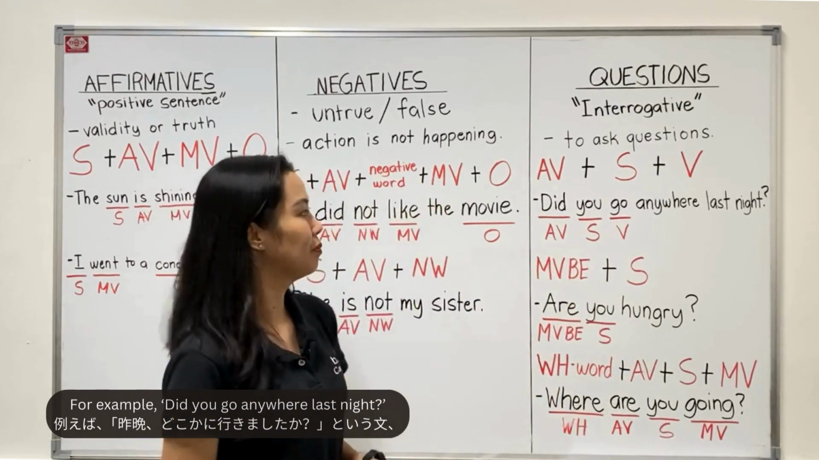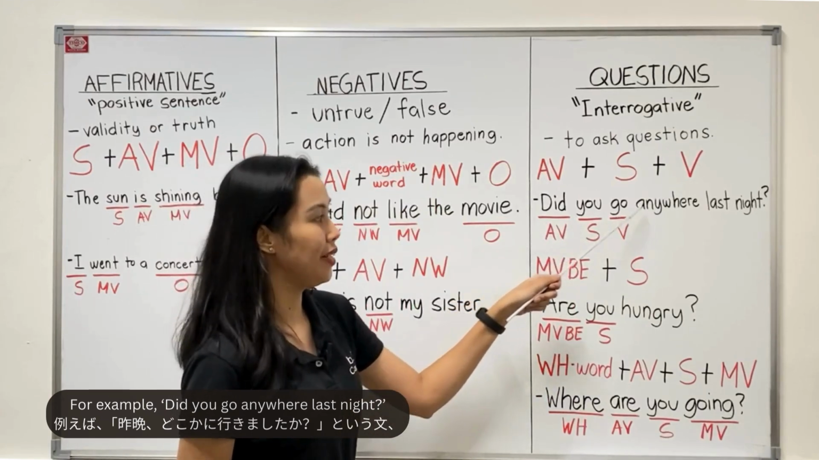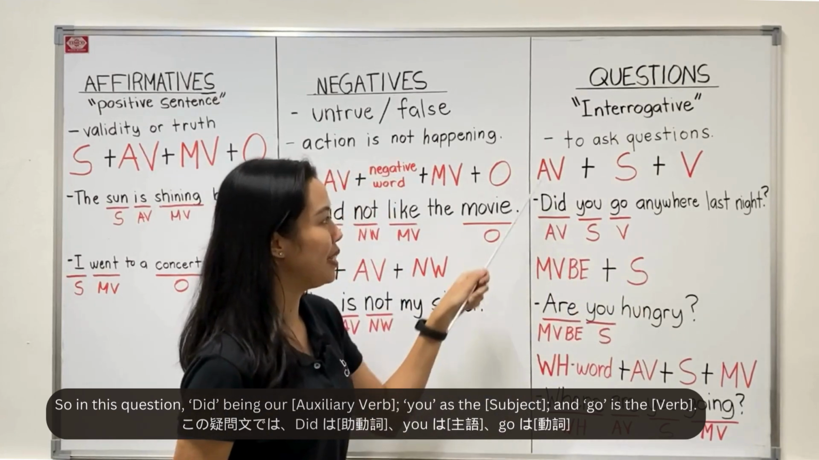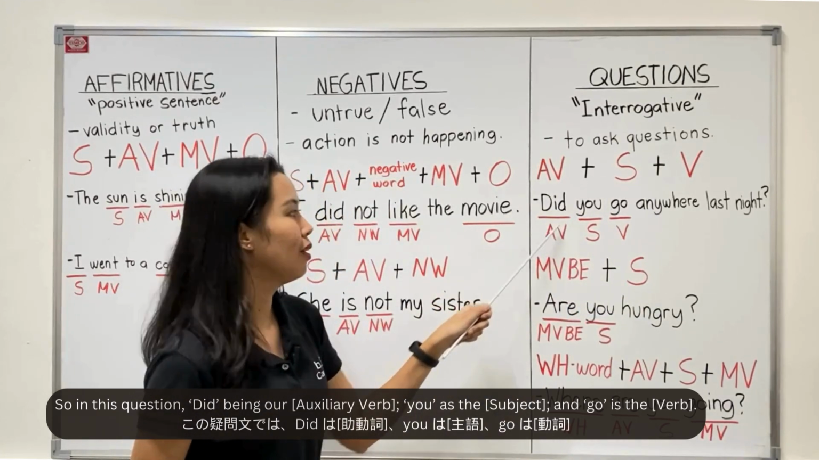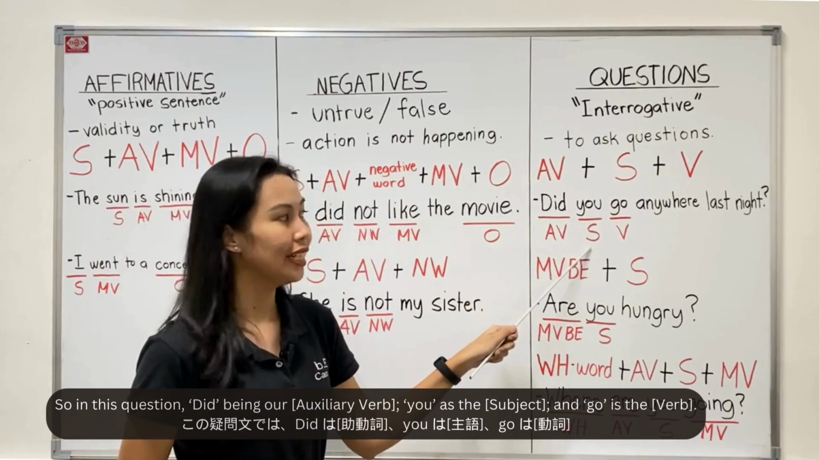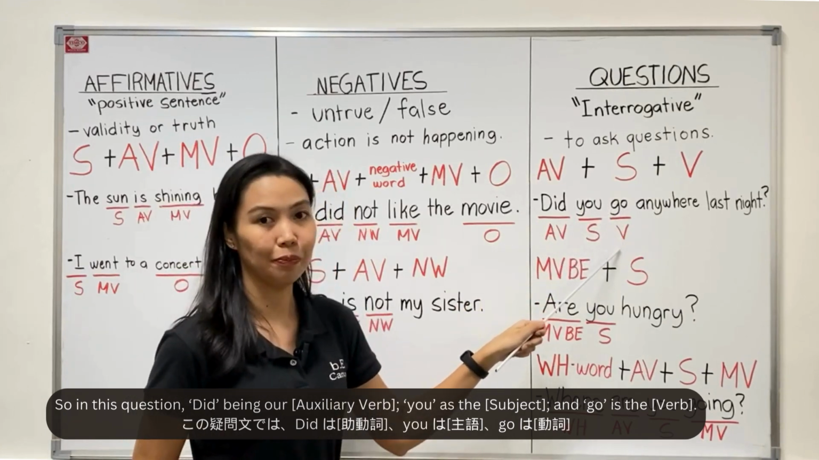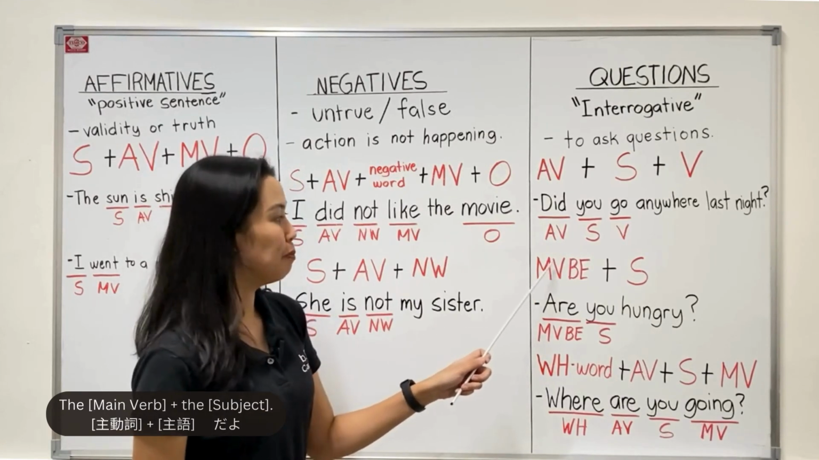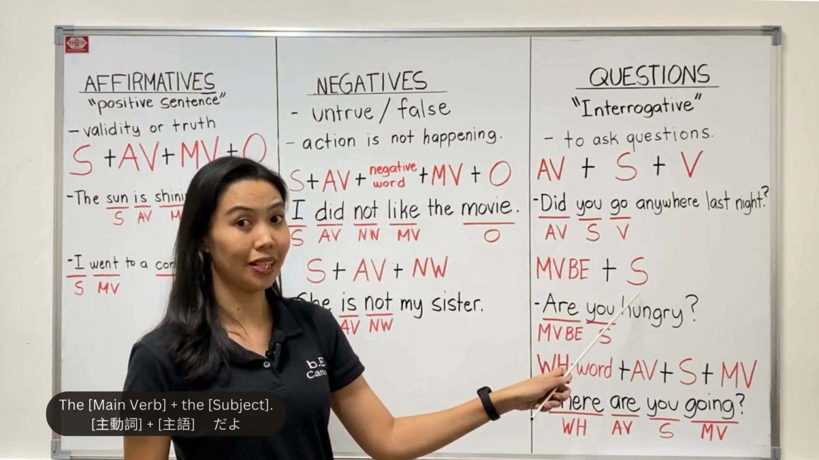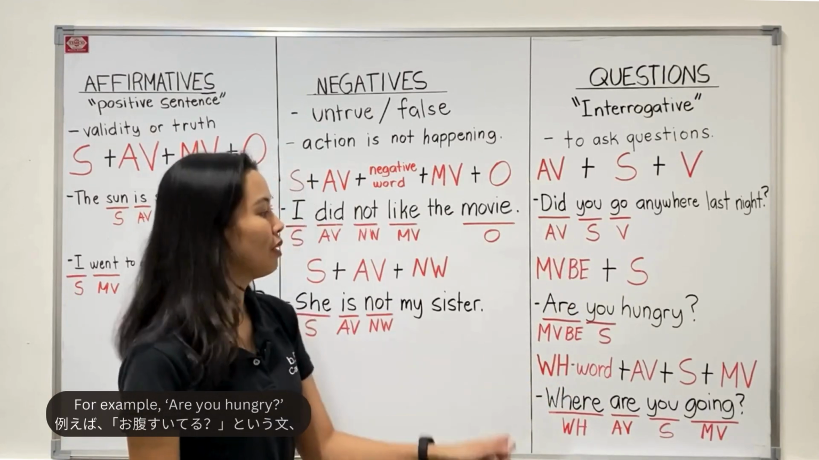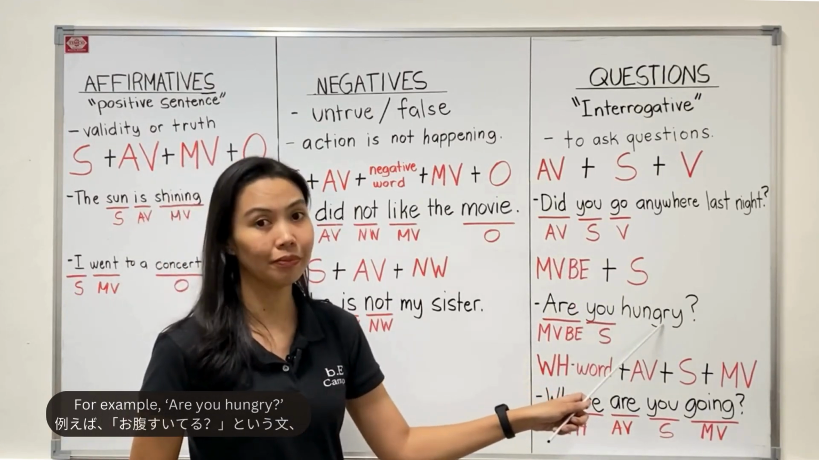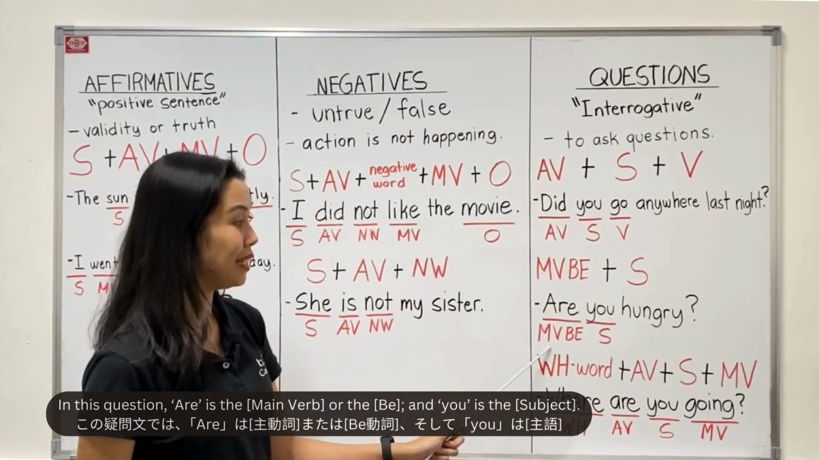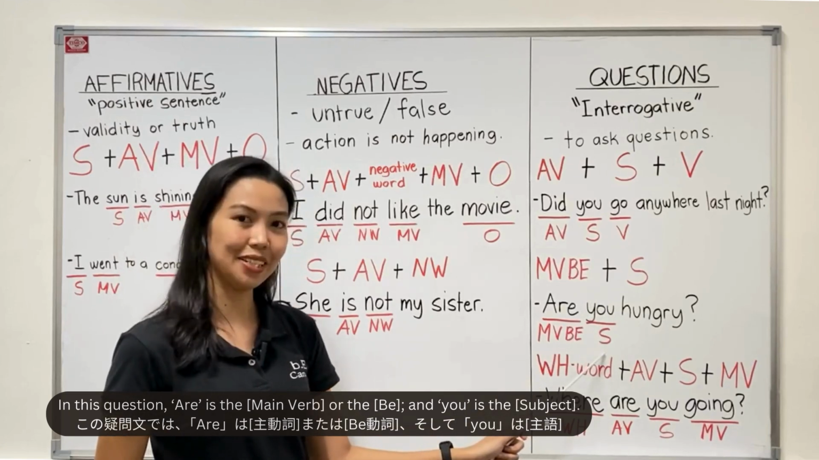So for example, did you go anywhere last night? So in this question, did being our auxiliary verb, you as the subject, and go as the verb. So another structure in asking question is the main verb plus the subject. So for example, are you hungry? In this question, are is the main verb or the be, and you is the subject.